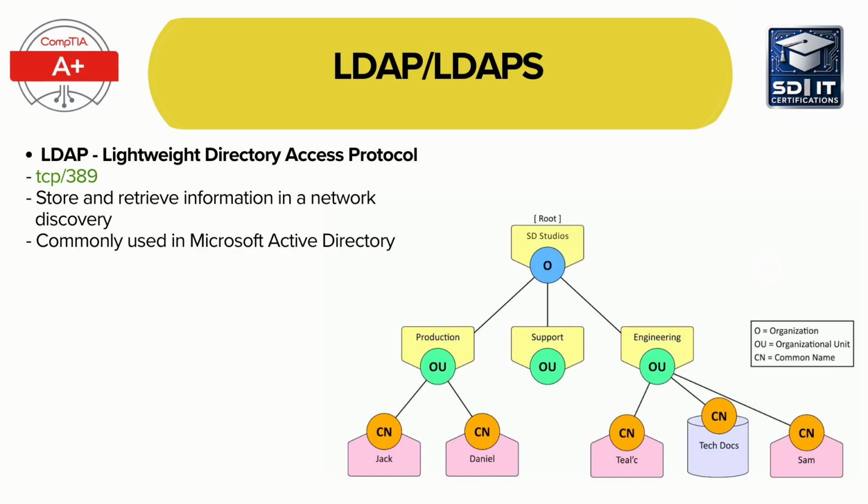This directory is usually separated into different categories, such as an organization, an organizational unit, or a common name. For example, at SD Studios, we might have a production organizational unit, a support organizational unit, and an engineering organizational unit. And of course, within those, there may be individuals using a common name, such as Sam or Daniel, and we might also have a database called Tech Docs. Using LDAP, we can refer to this database to find where these components might be, and in some cases even provide additional details, such as authentication for any individual users. A very common use of LDAP is Microsoft's Active Directory infrastructure, where that database is able to be referenced using the LDAP protocol.